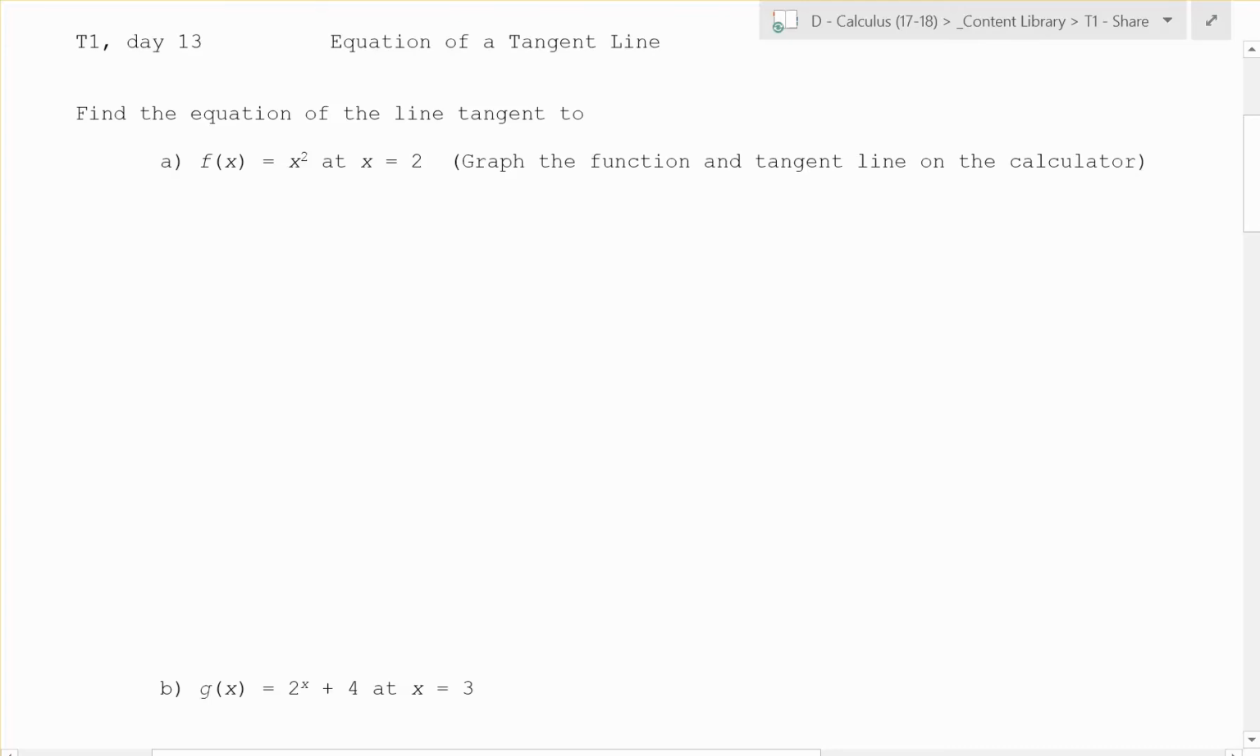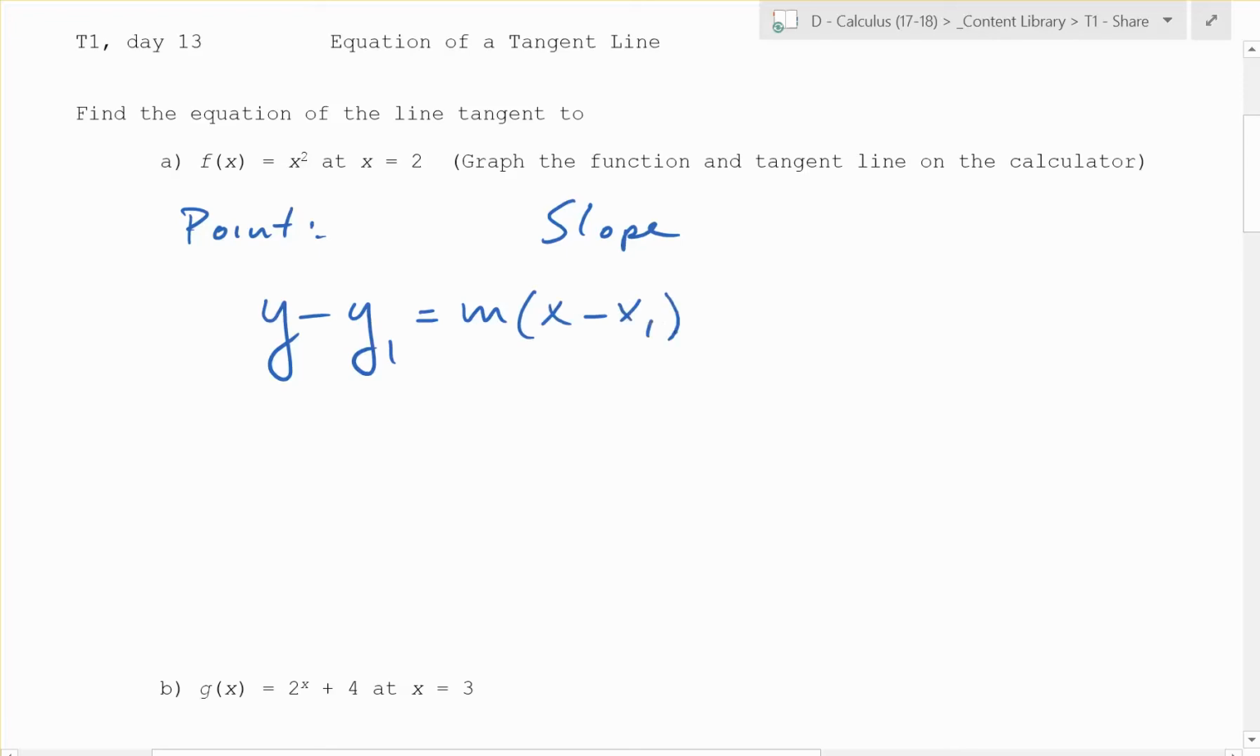So in A, it's asking us to find the equation of the tangent line for this function at this x value. What is the equation of the tangent line to this function at x equals 2? To write the equation of a line, and that's what a tangent line is, we need a point and we need a slope, because we are going to use the formula y minus y1 equals m times x minus x1, which is the point slope form of a line.